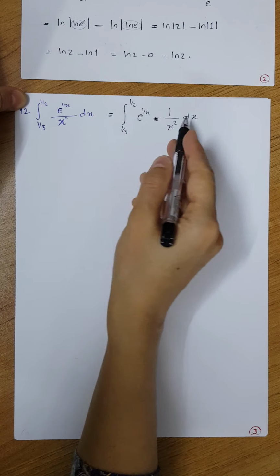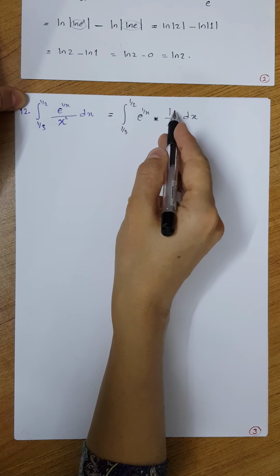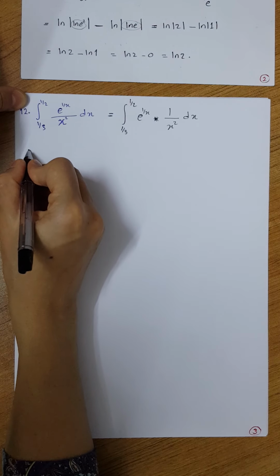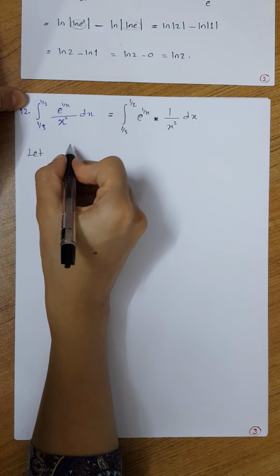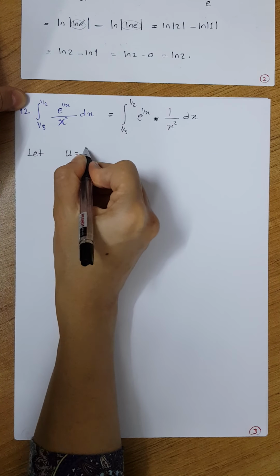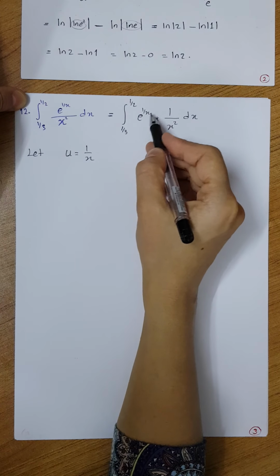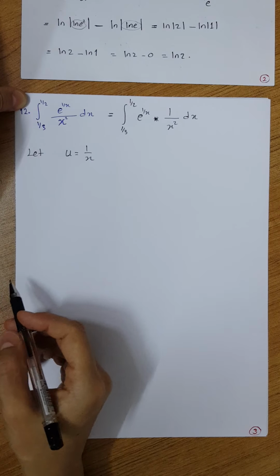Because when you multiply it by that, it will again go to the numerator and give me the same thing. So let's do the substitution method. Let u equal 1 over x. We said when we have e to the power of something, in general we use the power of e as the substitution.